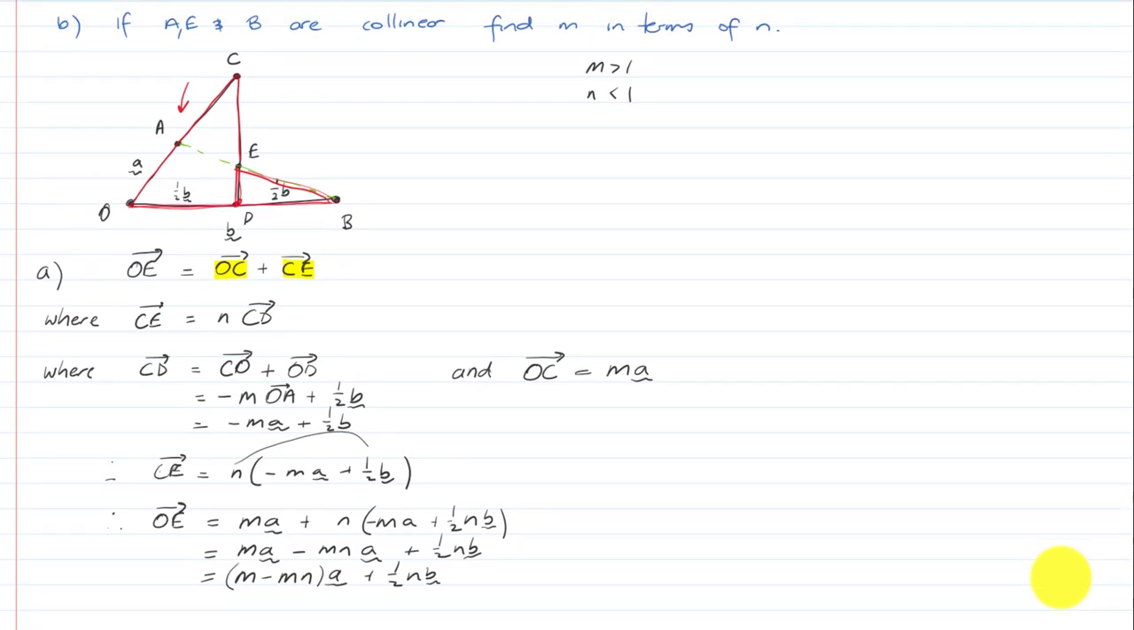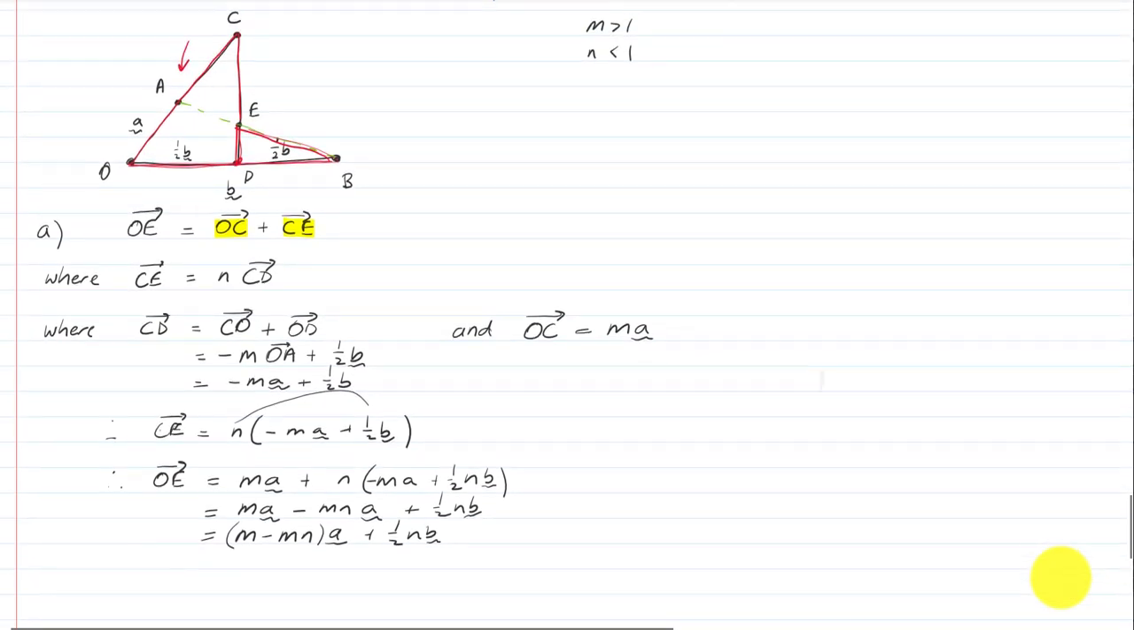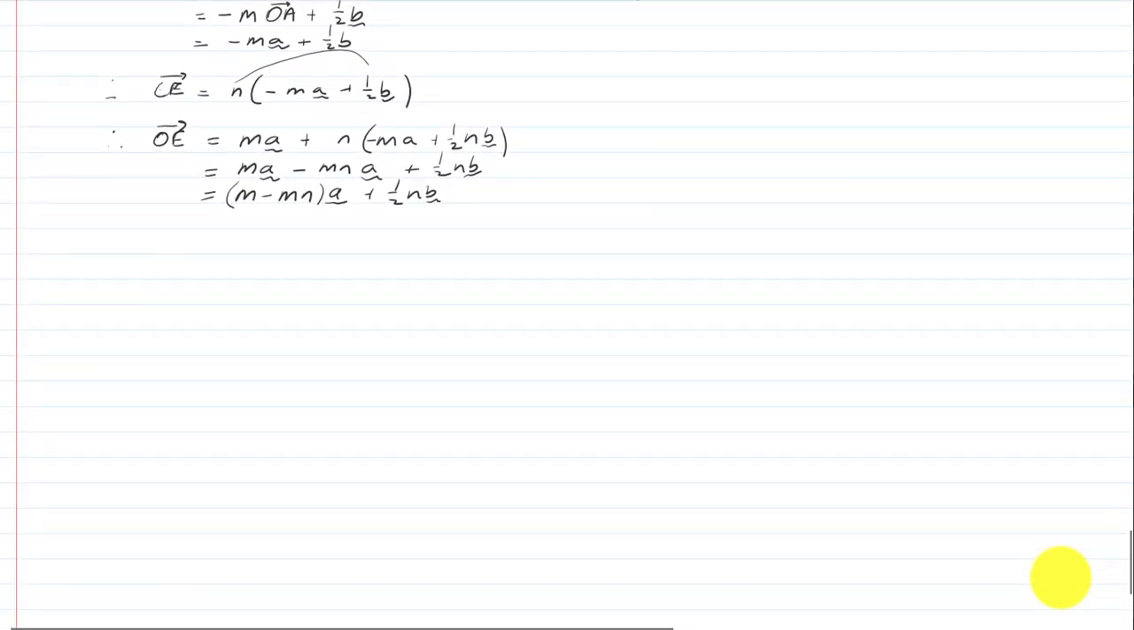If A, E and B are collinear, find M in terms of N. So we know A, E and B are collinear. And so that means a few things. That means that we could work out AE and AB and then use that collinearity and the fact that we use OE to get AE to look at the coefficients. And so that's the plan that I'm going to take in doing this solution.